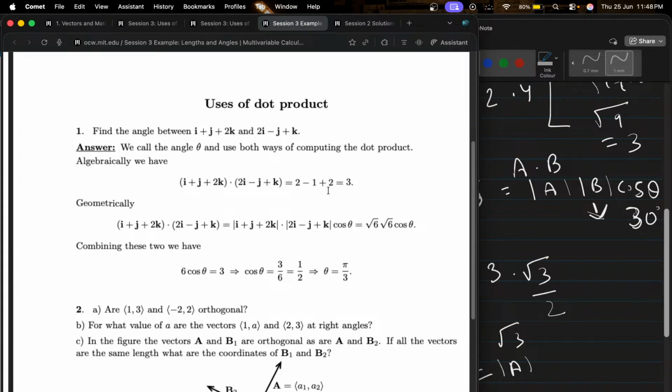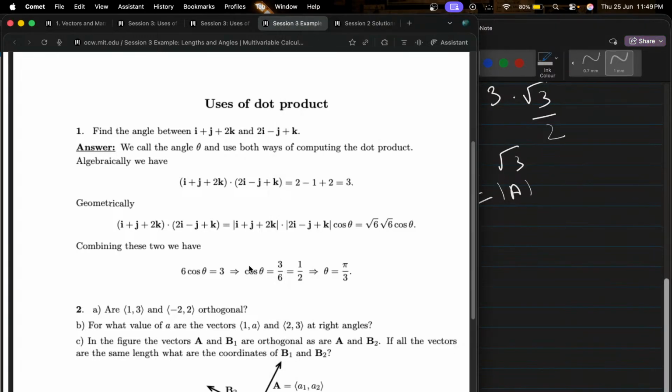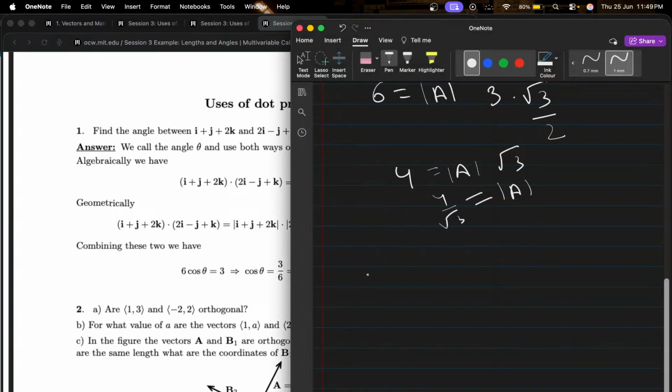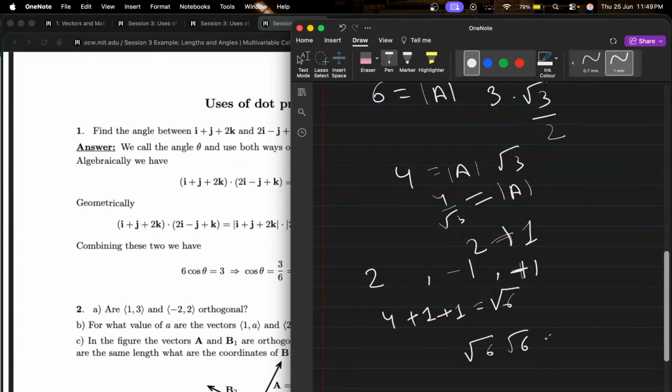Okay, how does it come out to be 6? This comes out to be root 6, but how did it come out to be root 6? We have to see it once. Okay, it's 2, 1, 1. So it's 4 plus 1 plus 1. Okay, it's 4. The square of negative will be a positive, so it's fine. Yeah, so it's under root 6. So double under root 6 into cos theta.